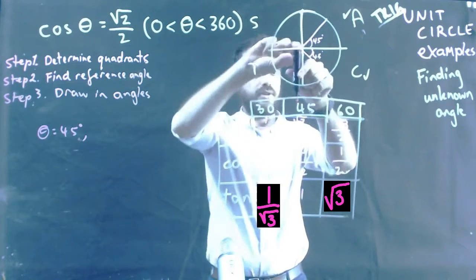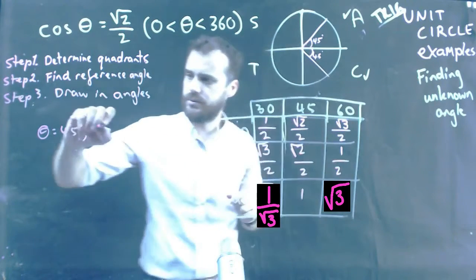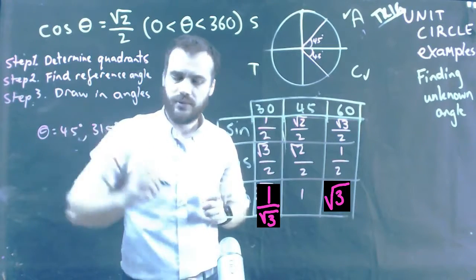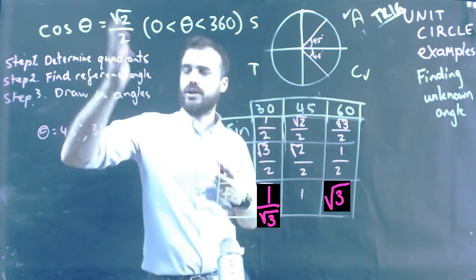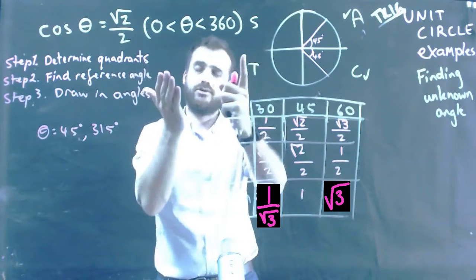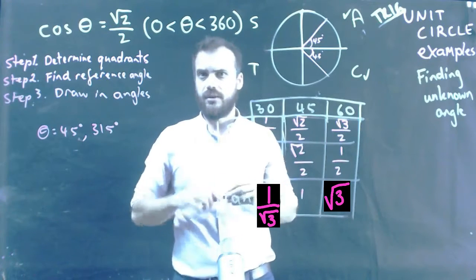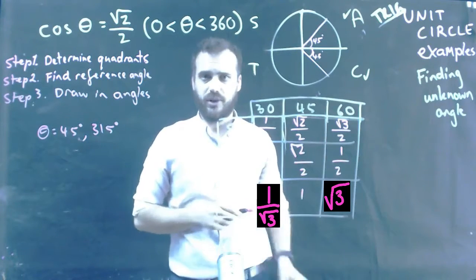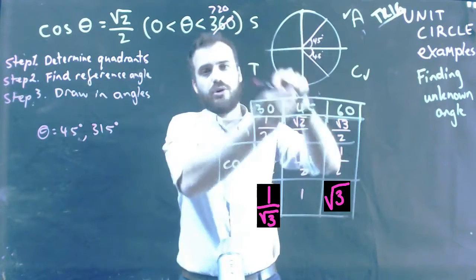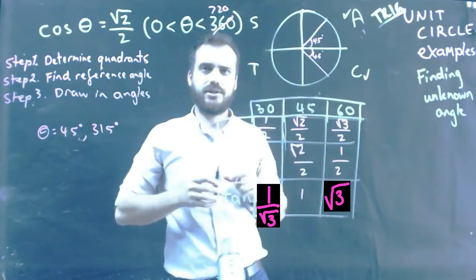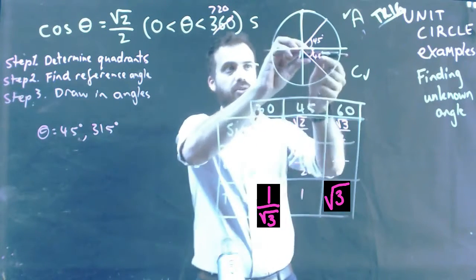180, 270, another 45, that's 315. So this particular question has two answers. Cosine theta equals root 2 on 2 between 0 and 360, then theta can be 45 or 315. I'm going to alter the question just slightly before I go. Between 0 and 720, that's 2 rotations, but everything else is still the same. So there's going to be 4 answers here.